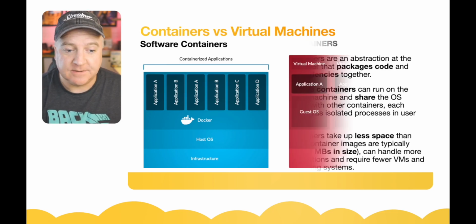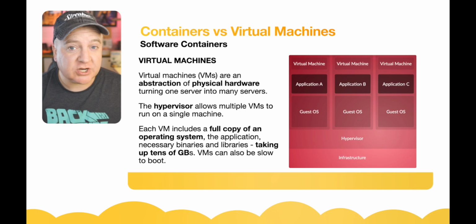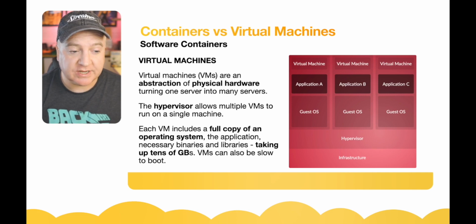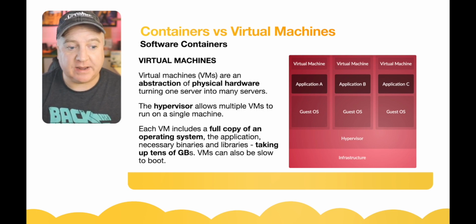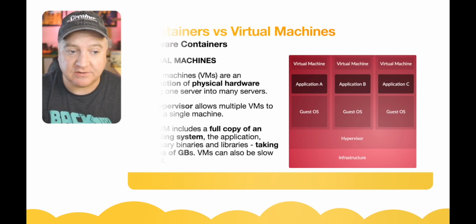Virtual machines, however, are an abstraction of physical hardware, turning a server into many servers. The hypervisor allows virtual machines to run on a single machine, and each virtual machine has a full copy of the operating system. The application, the necessary binaries and libraries, and all that takes tens of gigabytes, so VMs can be very slow to boot up in comparison to containers.